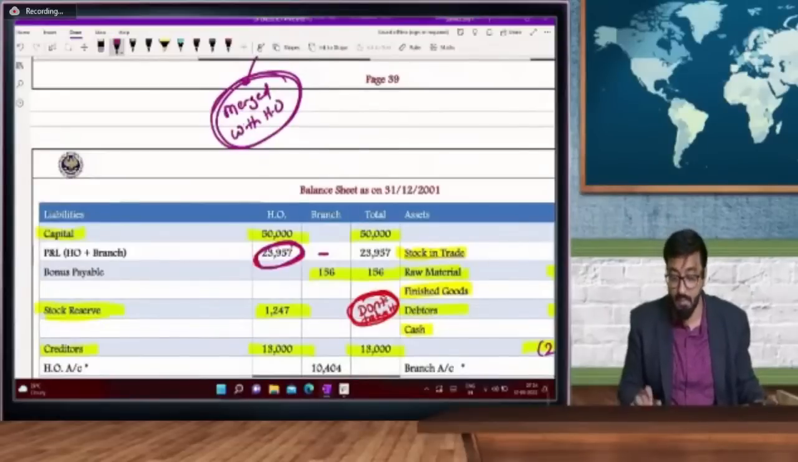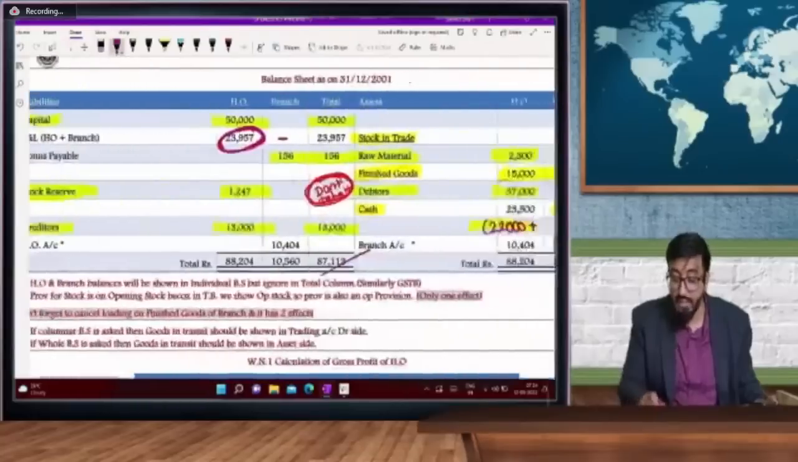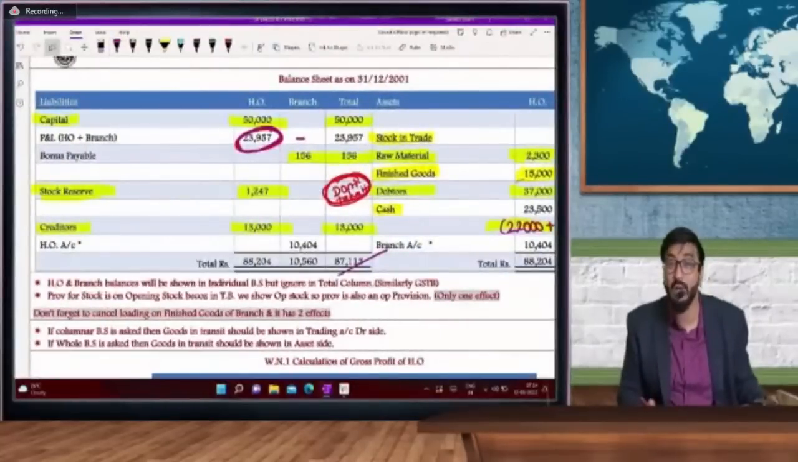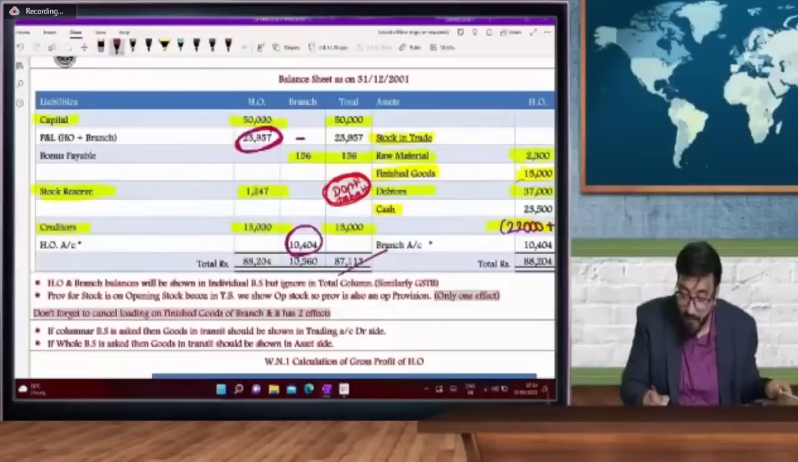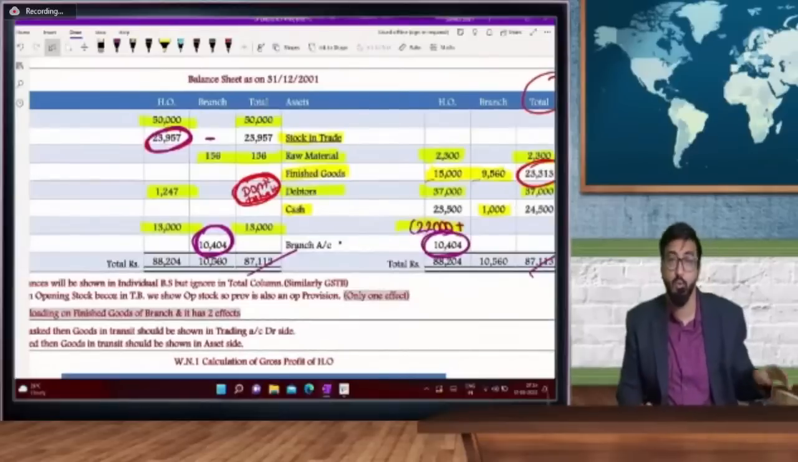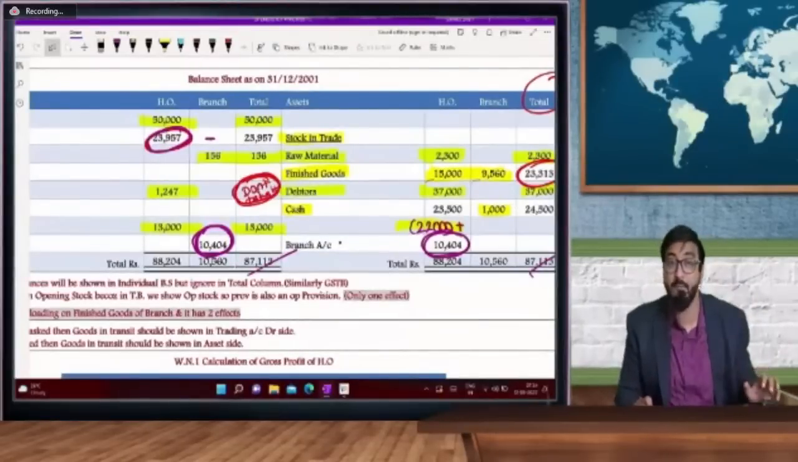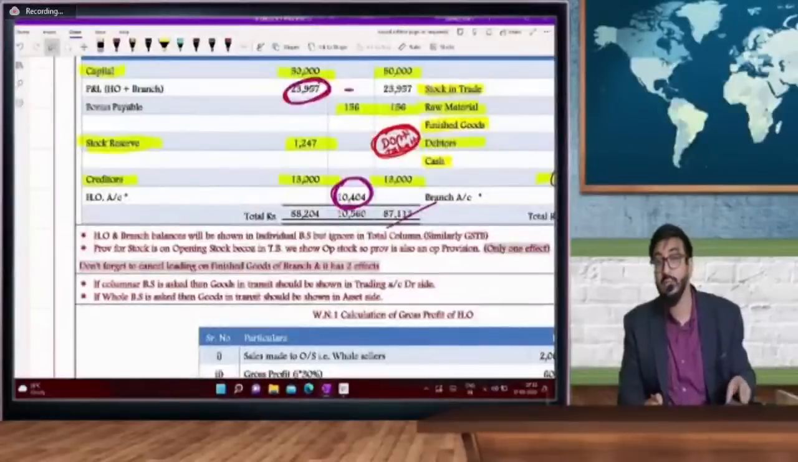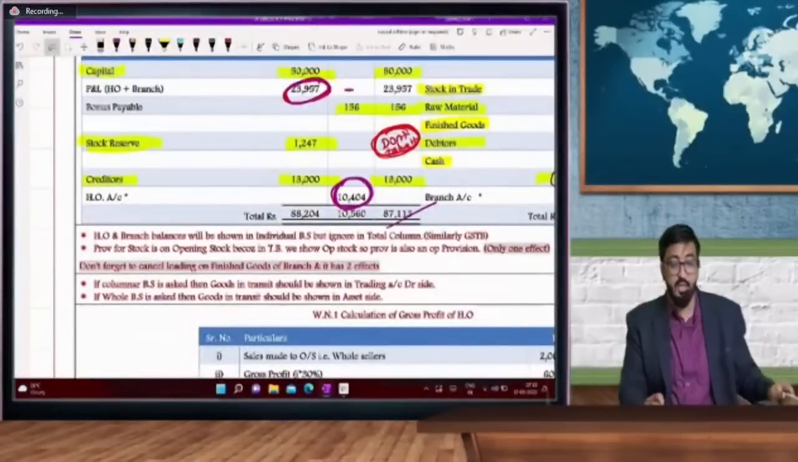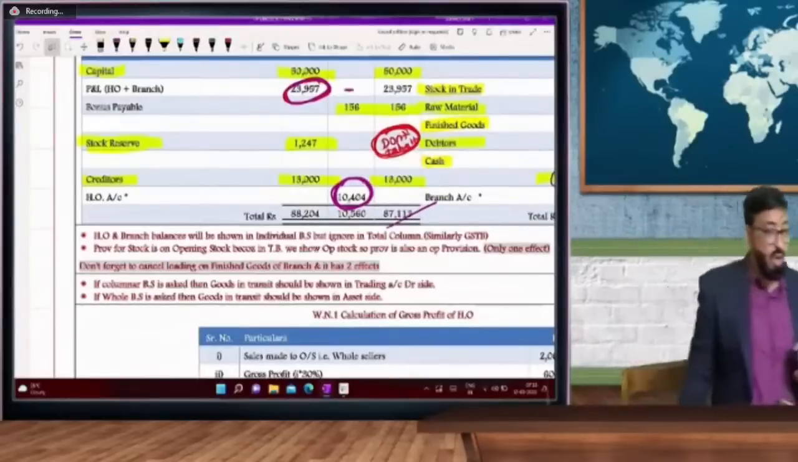And now your total column will tally, but your standalone balance sheet is not going to tally, my friend. If you take a total of your standalone balance sheet, you will get a difference of exactly 10,404. If you solve this question, now we are almost done with all adjustments, but the balance is not matching. 10,404, this balance is not matching, my friends.